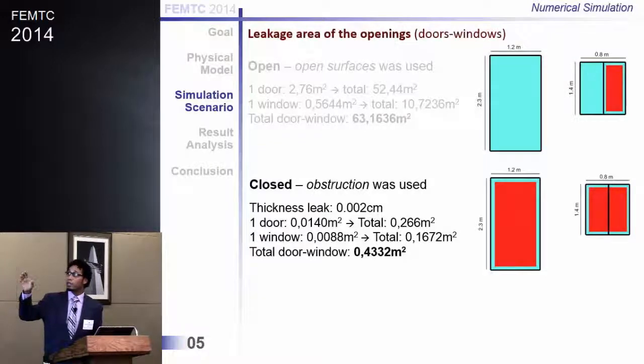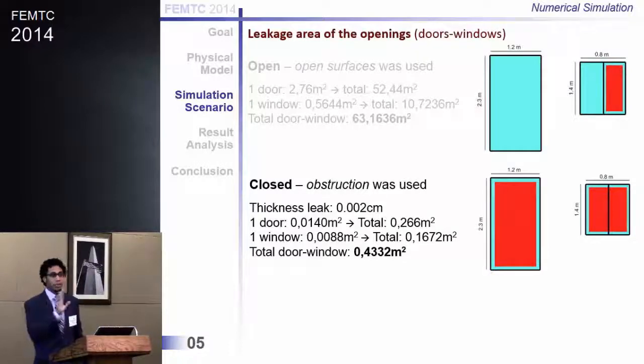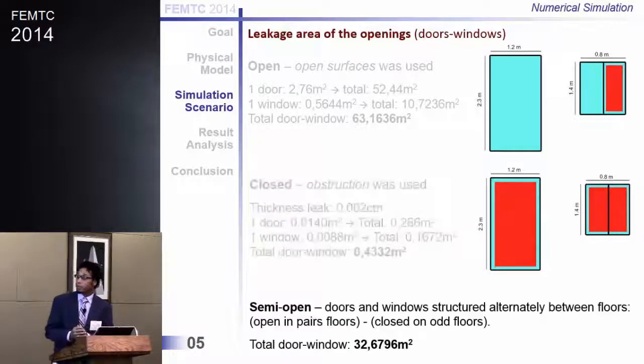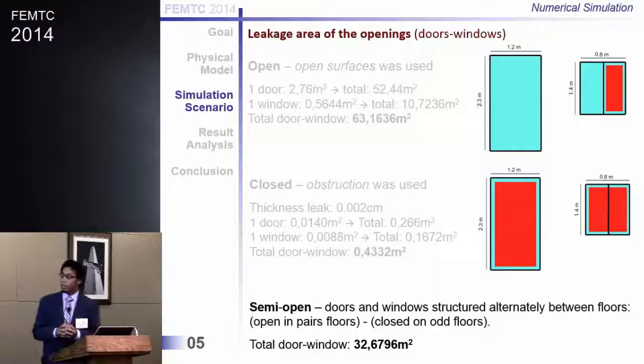If everything is open, we have full doors open, but the window is an aluminum sliding window, so you have just half of the window open. And for the semi-open, we use alternate floors. And in the end, we can see the total area of the natural ventilation.